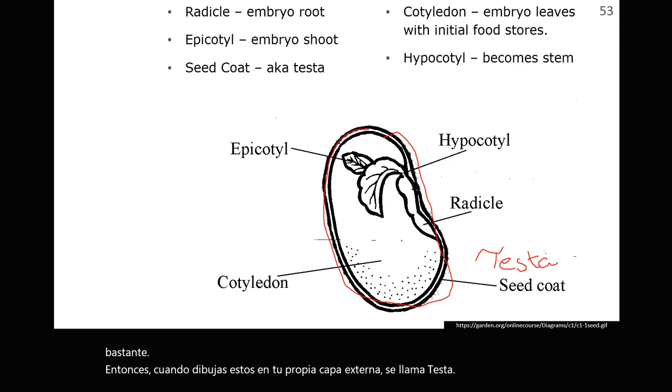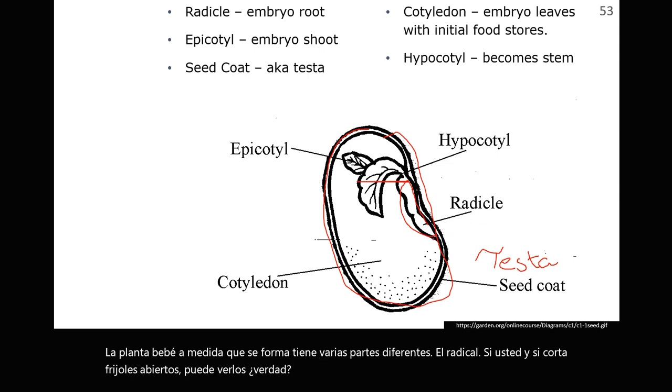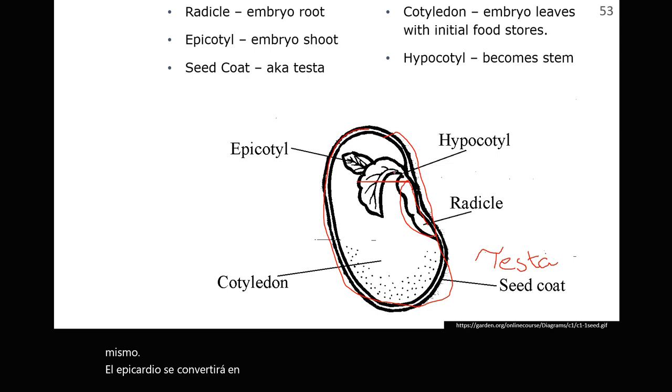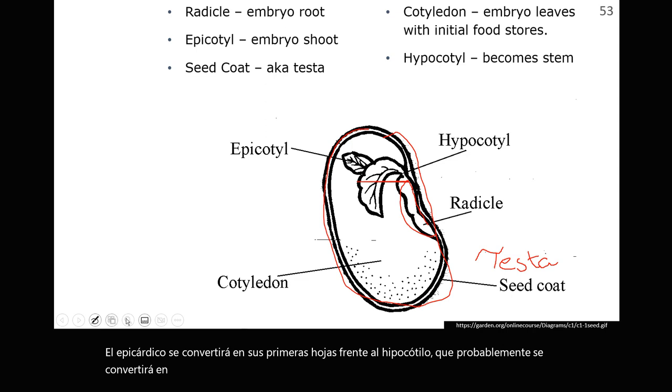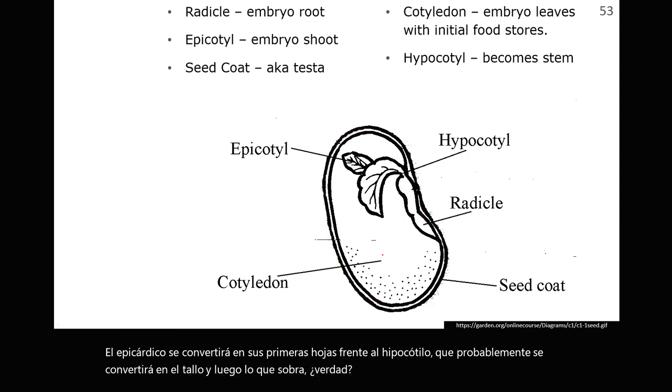The baby plant, as it's forming, has a number of different parts. The radicle, if you cut beans open, you can see them. The radicle is going to be the root, and it is on this side right here. The epicotyl is going to become your first leaves versus the hypocotyl, which is going to probably become the stem. And then what is left over is this open space called the cotyledon.